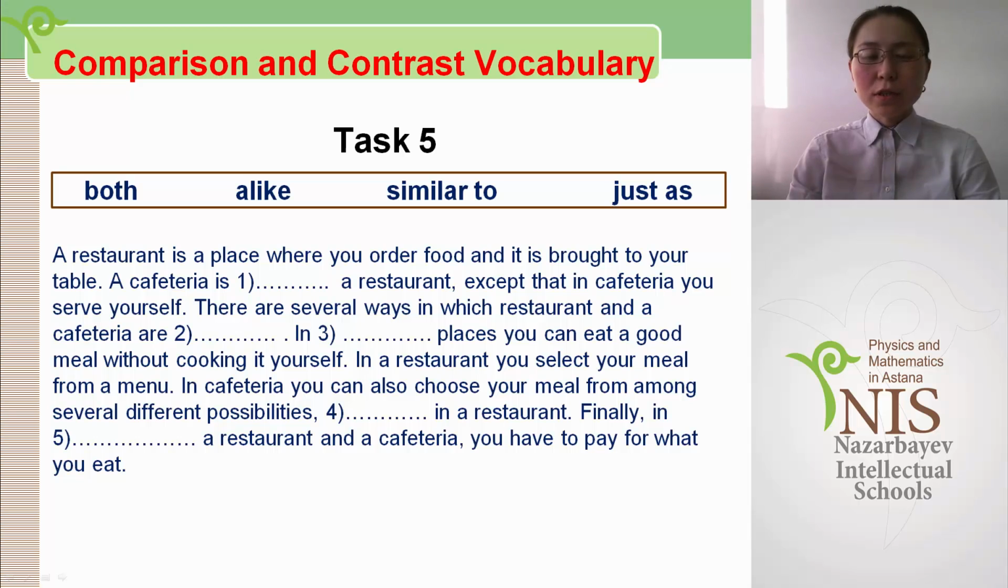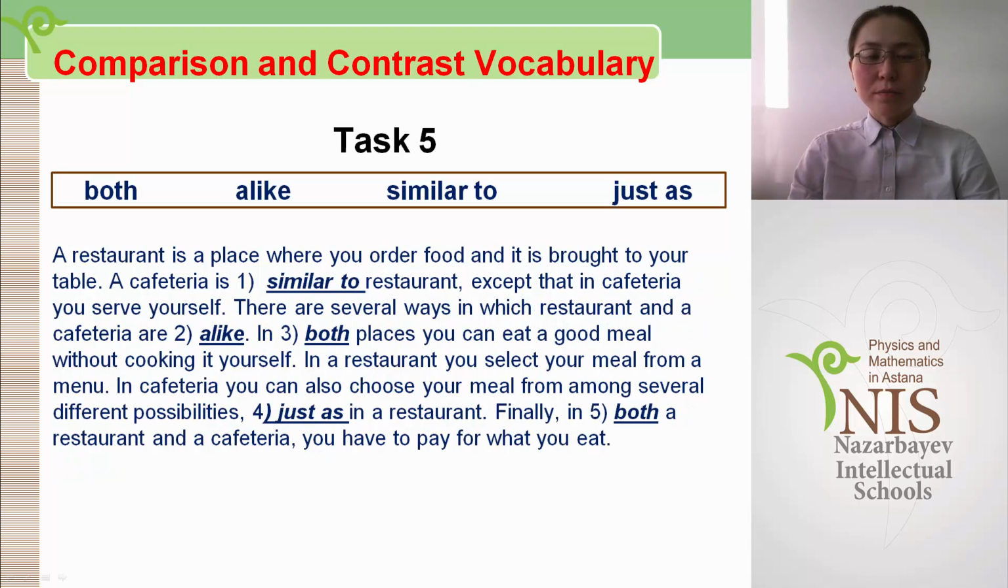A restaurant is a place where you order food and it is brought to your table. A cafeteria is... And now please continue doing this task. Very good. Now let's see our answers.